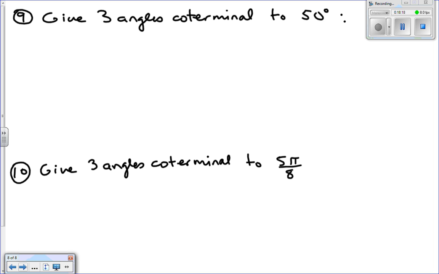So if I have 3 angles coterminal to 50 degrees, well, we can start with one of them being 50 plus 360 degrees times, well, let's just use 1 for k, for example. So that will give us 410 degrees. So the angle 410 degrees will end at the same spot. It'll have the same terminal arm as 50 degrees will.